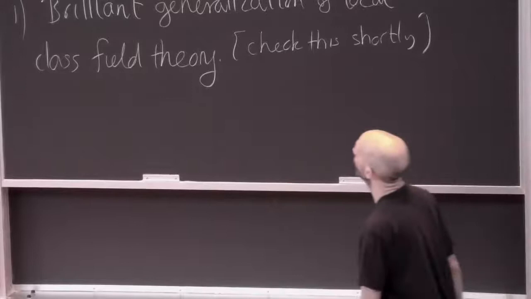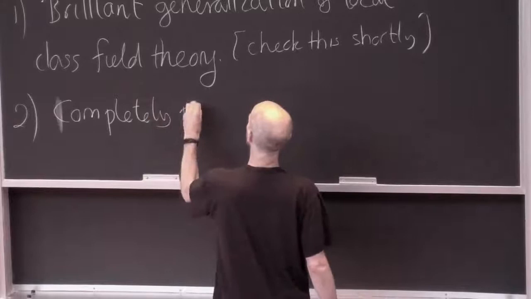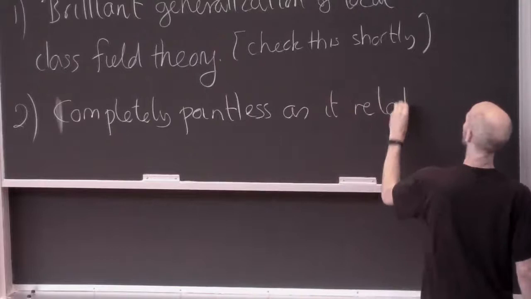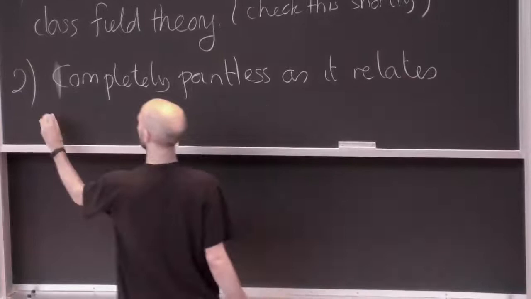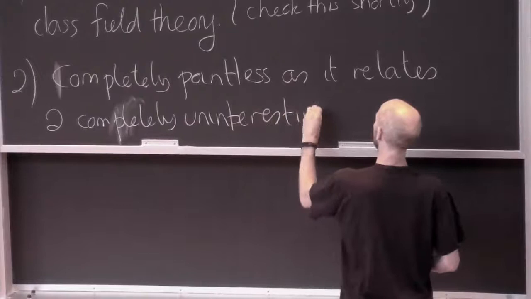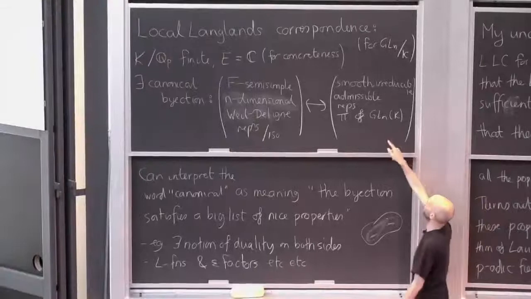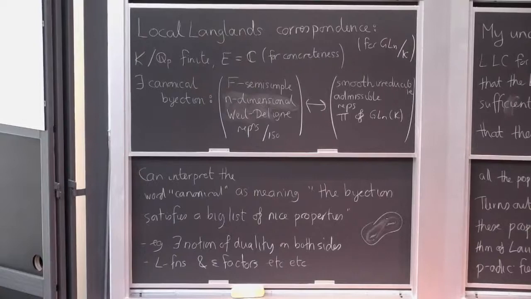And then the other observation is that it's a completely pointless bijection. Completely pointless, because it relates two utterly uninteresting sets. As it relates to completely uninteresting sets. So this is a useless correspondence, because the only reason that we know that there are smooth, irreducible, admissible representations of GL_n of K is because I wrote down a definition. We haven't come across these things before. They don't naturally show up when I'm doing some calculation, or at least they haven't naturally shown up yet.